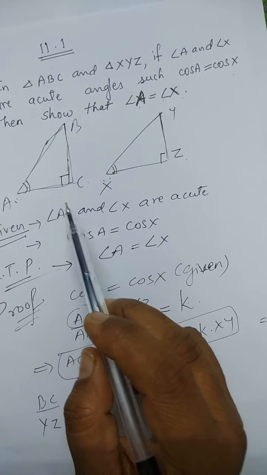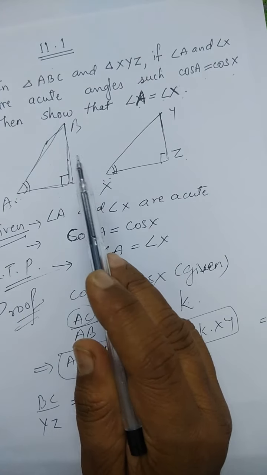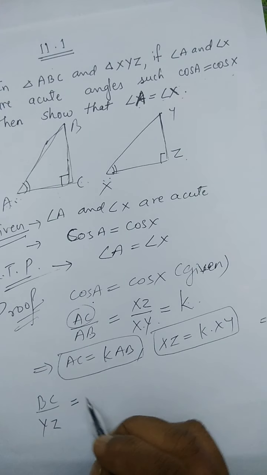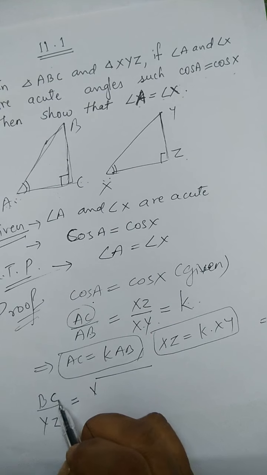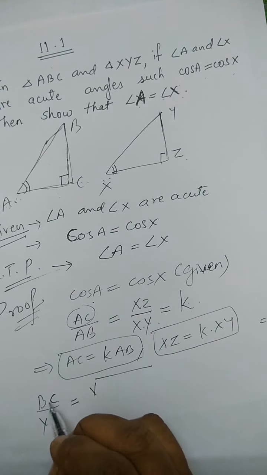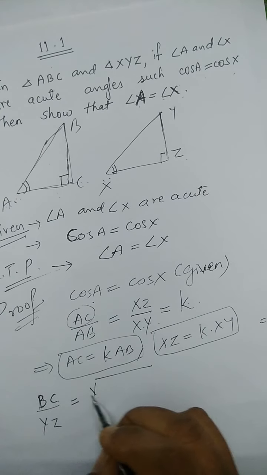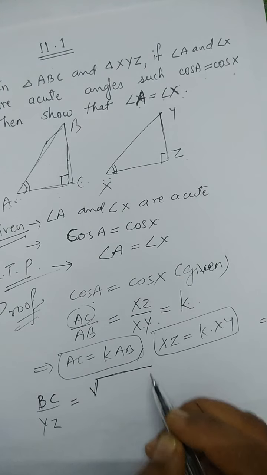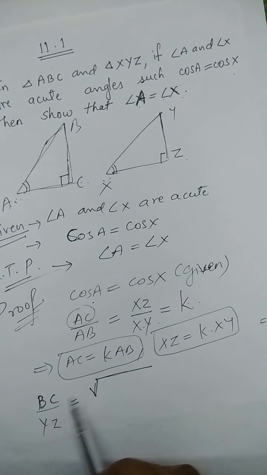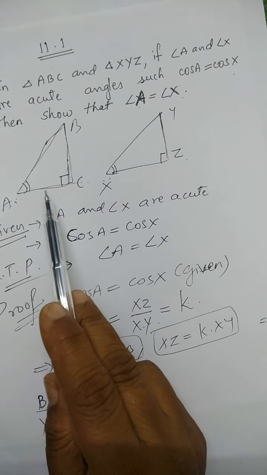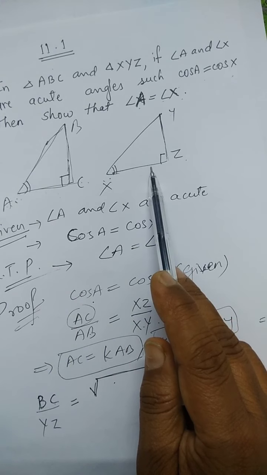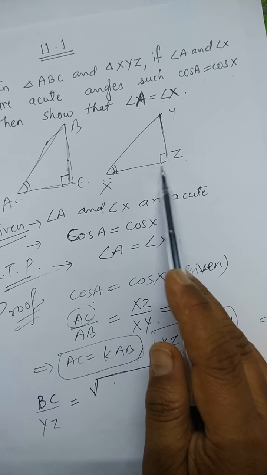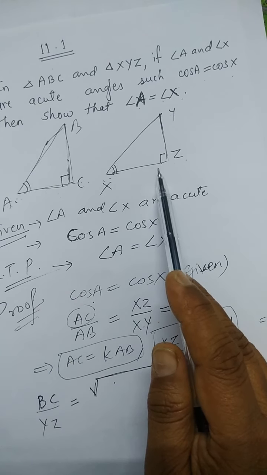AB square is equal to AC square plus BC square. So BC will be equal to square root of... Actually we want BC, not BC square. So if I write BC, we have to take the square root. If you can't write directly, better you find BC by using the Pythagoras theorem in this triangle and find the value of YZ by using the Pythagoras theorem in this triangle.